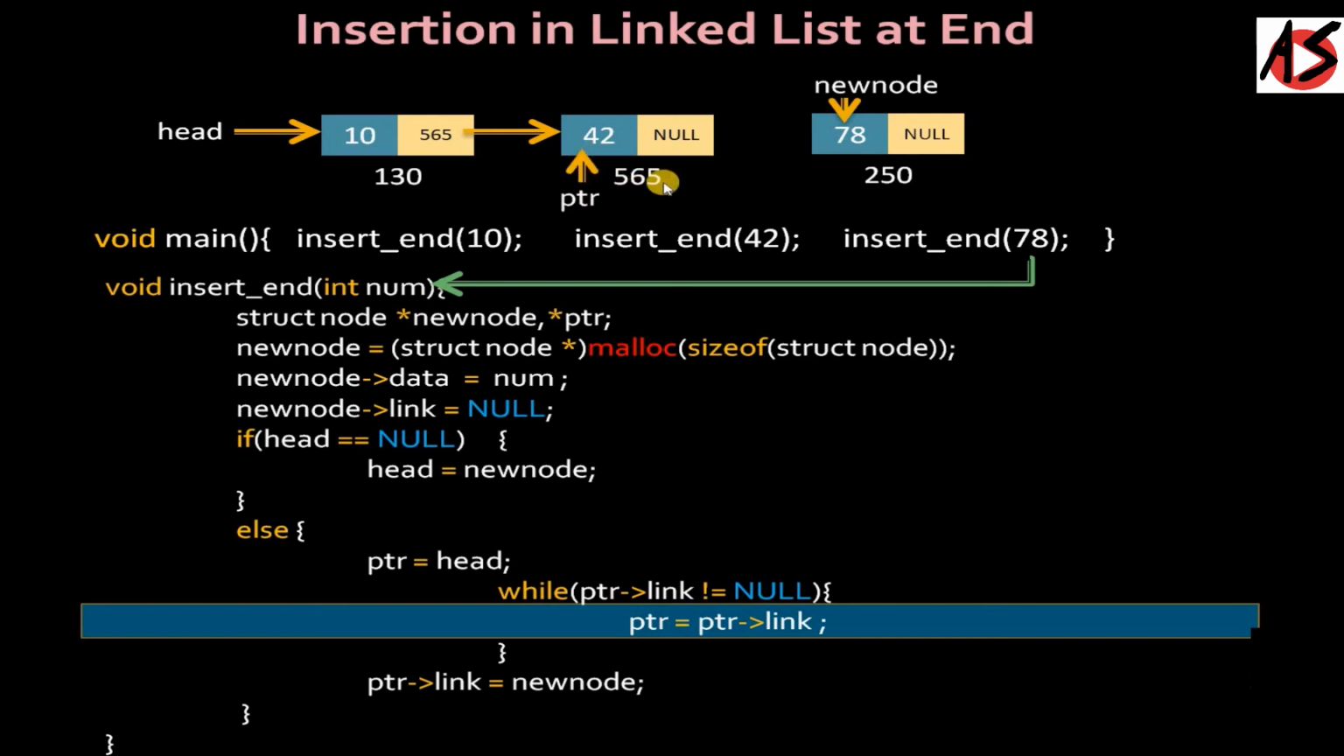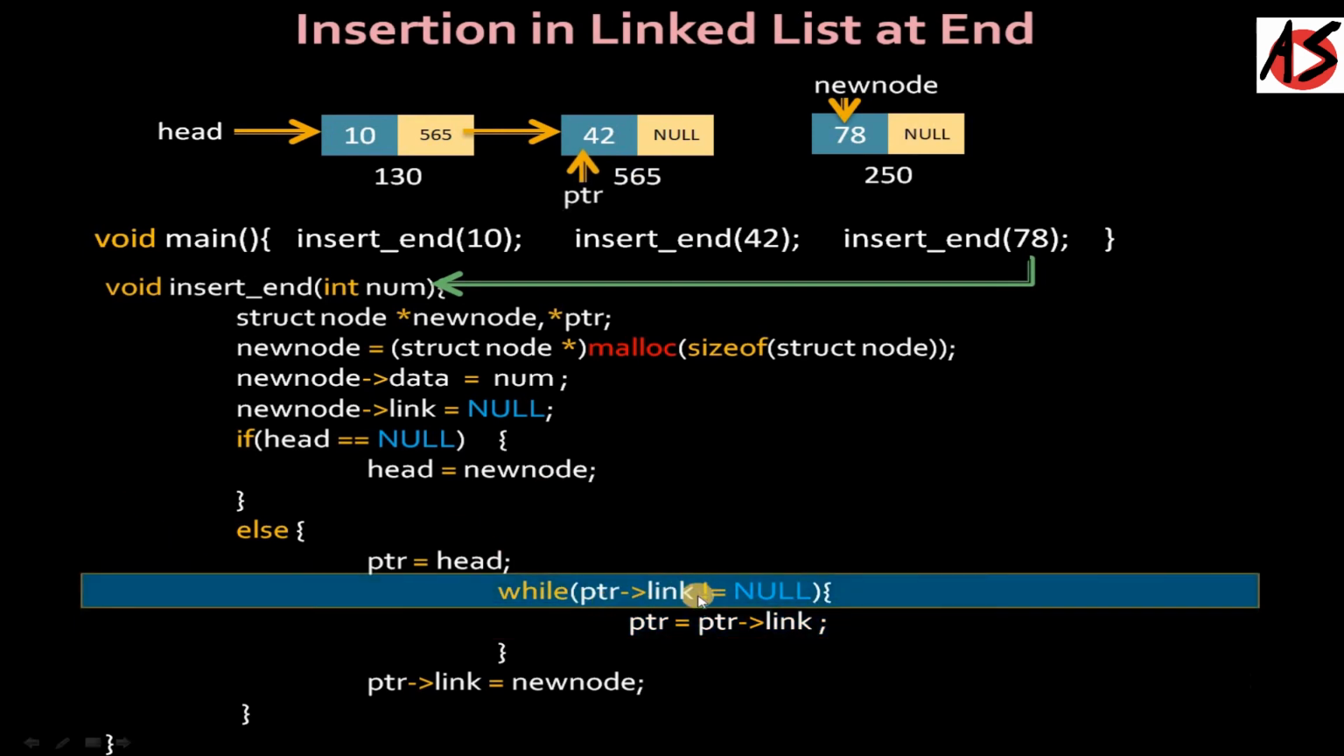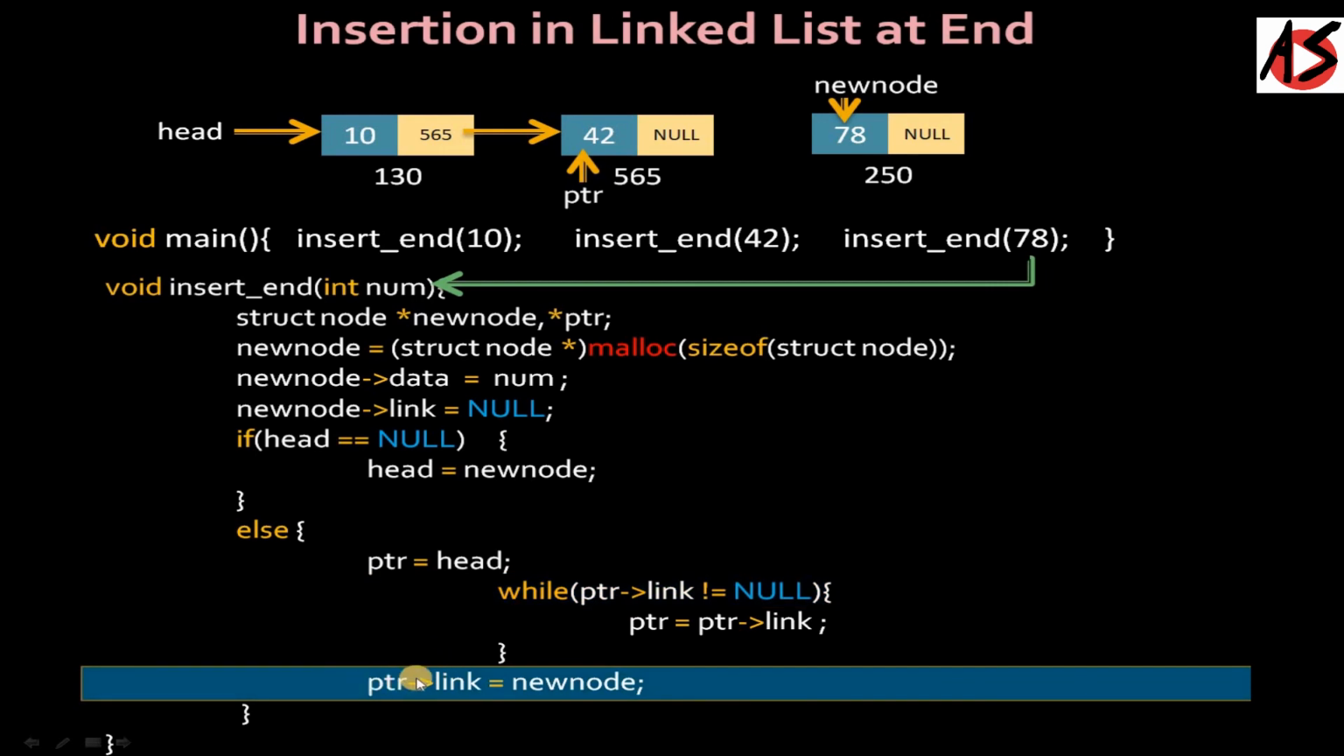Now again we check the loop condition, that is pointer link not equal to null, but in this case pointer link is null, so the loop is broken and we come to the instruction pointer link is equal to new node. Now the pointer link part, which is right now null, is modified with the new node address, that is 250.